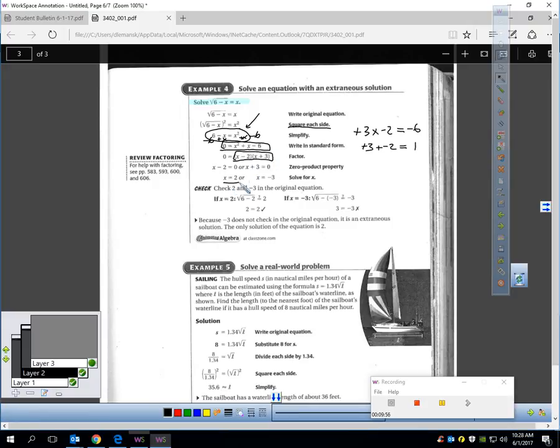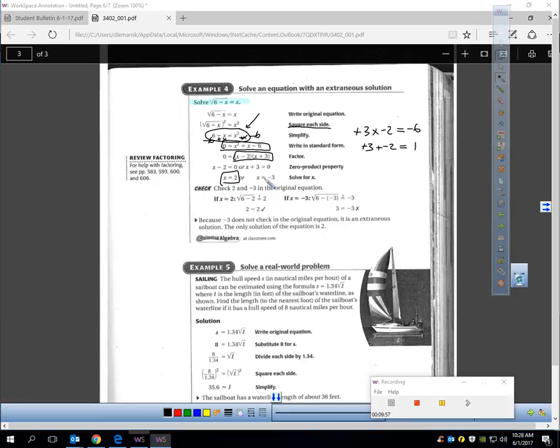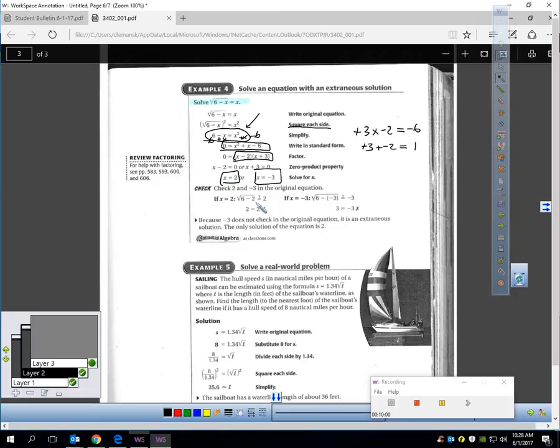I can plug in 2, and I could make this work out to 0, or I could plug in negative 3. Let's check each one now. If I plug a 2 up here, I get 6 minus 2 is 4, and the square root of 4 does equal 2. So that checks out. But let's plug in negative 3.